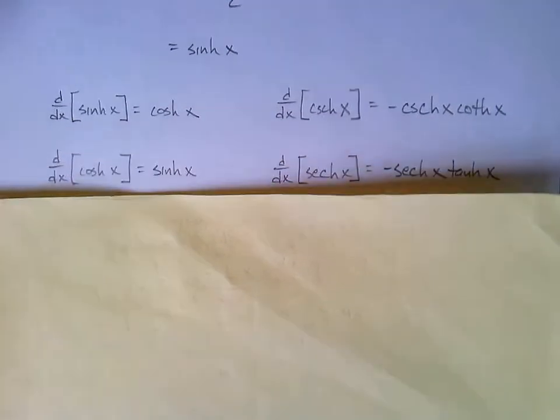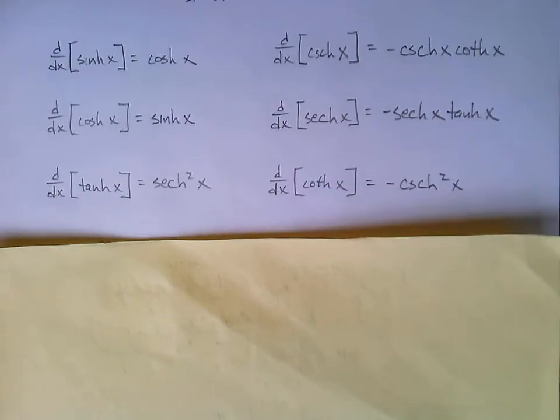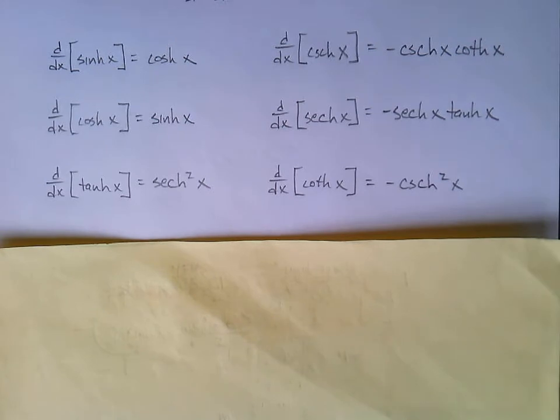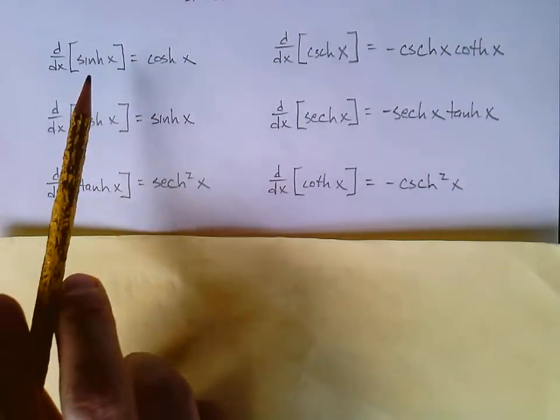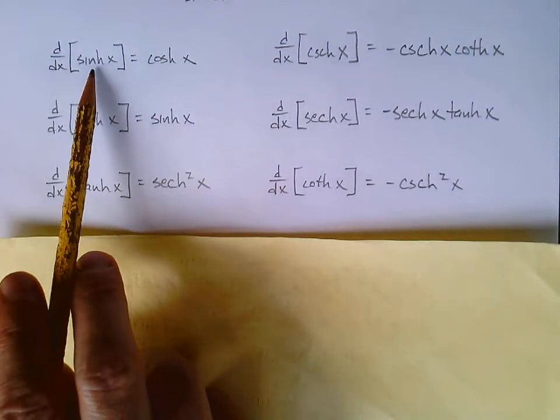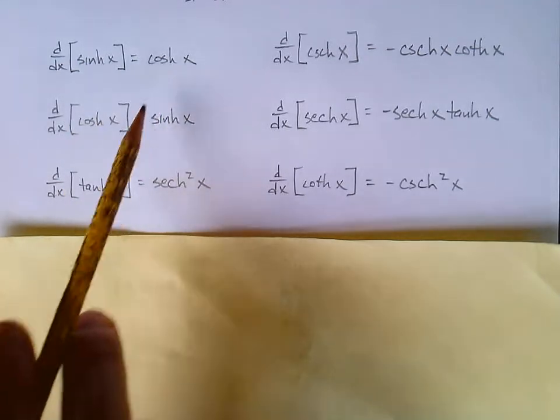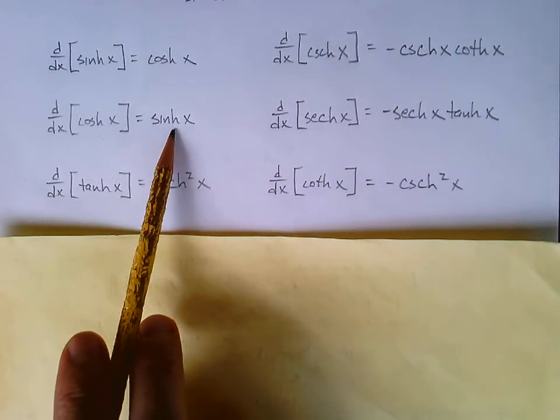Okay, so here are all the derivatives for all 6 hyperbolic trig functions. Okay, one at a time. May need to pause to copy all these, right? Obviously. But I'm just going to keep going on. All right, so we knew that the derivative of sinh x is cosh x. Derivative of cosh x is positive sinh x.